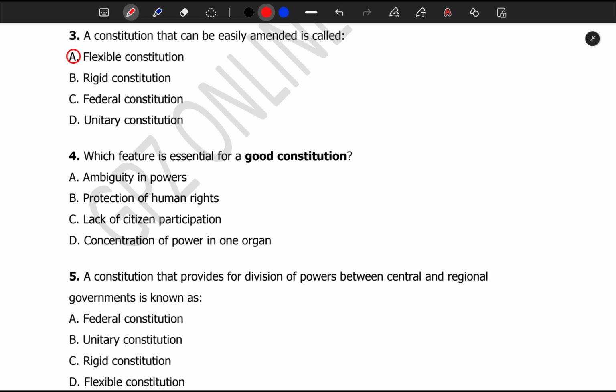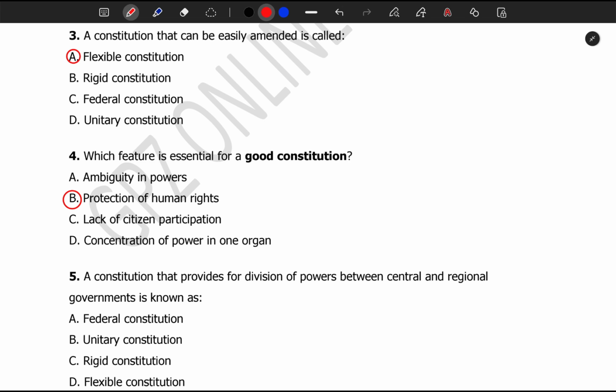Number 4, which feature is essential for a good constitution? A, ambiguity in powers. B, protection of human rights. C, lack of citizen participation. D, concentration of power in one organ. Actually, that is the protection of human rights. It's a good feature. A feature means a characteristic. A good constitution must safeguard the rights of the citizens.